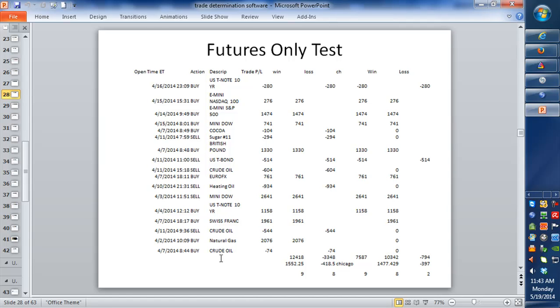So we looked at, for example, a futures only test. And so we looked at this and we found that if we eliminate non-Chicago trades, in other words, trades made in New York, we can increase the theoretical profitability on this.